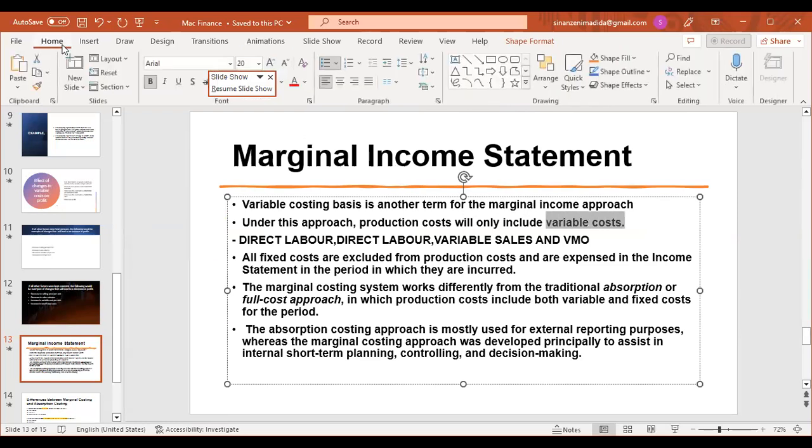We must bear this in mind: if you are given a question, only look for variable cost. You must remember that you are using the marginal income approach. What are variable costs? We have got direct labor, direct material, then variable sales and variable manufacturing overheads.